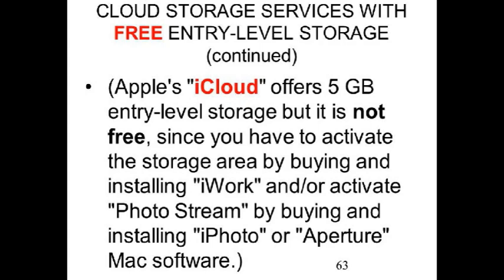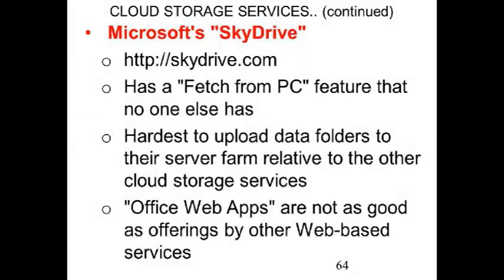All right. Let's talk about Microsoft SkyDrive. You can get to it by going to SkyDrive.com. It has a feature called Fetch from PC that no one else has. If you activate it, from any computer in the world you can get into your computer and download or view any file in your Windows computer. So it's like Go To My PC, right? It's a very powerful feature if you need to get into your computer but you don't know which file you need ahead of time. It's also a great way for hackers to break in, but that's beside the point, right?